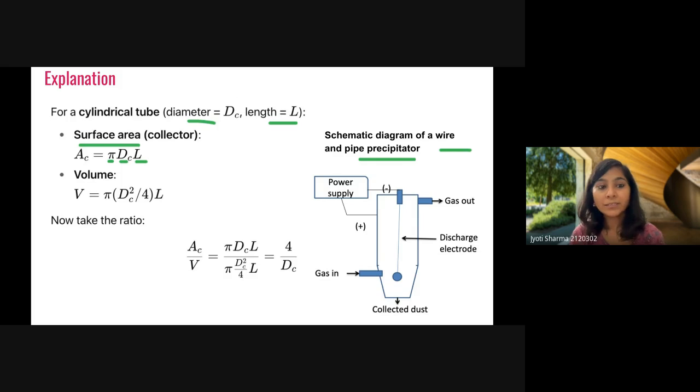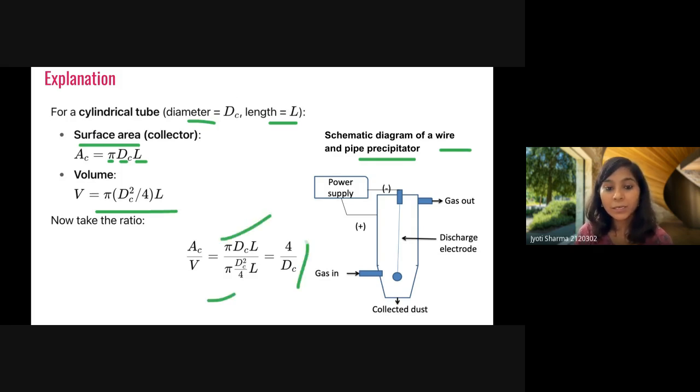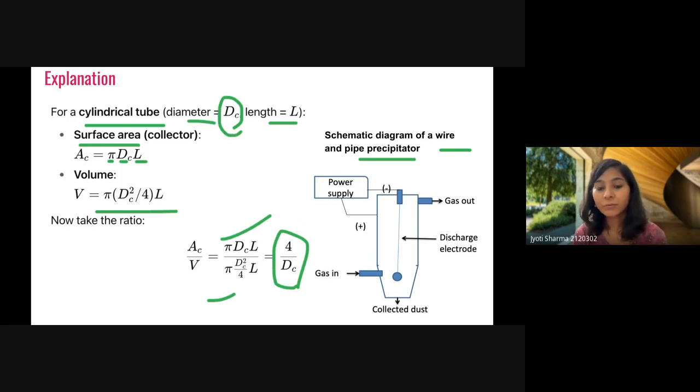So I think in the cylinder, the area of the cylinder will be pi DCL. Then the volume here will be pi DC square upon 4L. And if we want to calculate the ratio AC upon V, then we will get 4 upon DC. It means because this is a cylindrical tube, we are also considering DC. So that's how 4 by DC will give you the right answer.